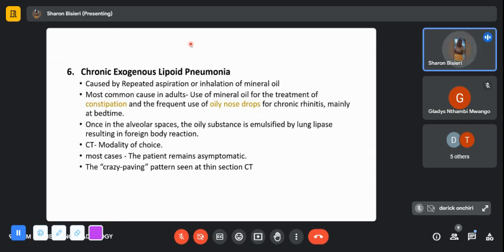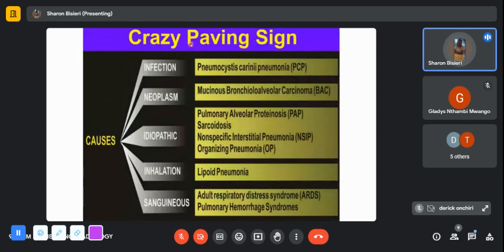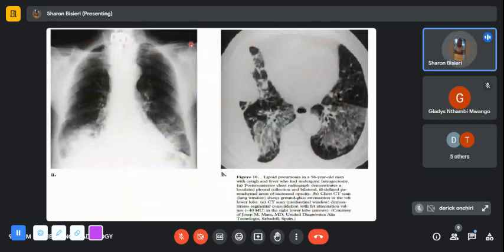To diagnose this condition, CT is the modality of choice. Clinically, most patients tend to be asymptomatic, but when they become symptomatic, then the CT will be done, and it will show that crazy paving pattern that was mentioned earlier, where you'll see ground glass opacities with thickened interlobular septa. That is what you're going to see in these next images.